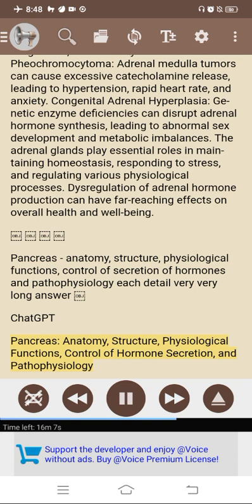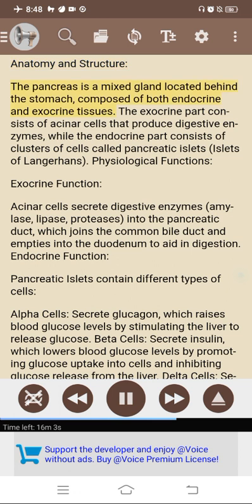Pancreas: anatomy, structure, physiological functions, control of hormone secretion, and pathophysiology. Anatomy and structure. The pancreas is a mixed gland located behind the stomach, composed of both endocrine and exocrine tissues. The exocrine part consists of acinar cells that produce digestive enzymes, while the endocrine part consists of clusters of cells called pancreatic islets, or islets of Langerhans.